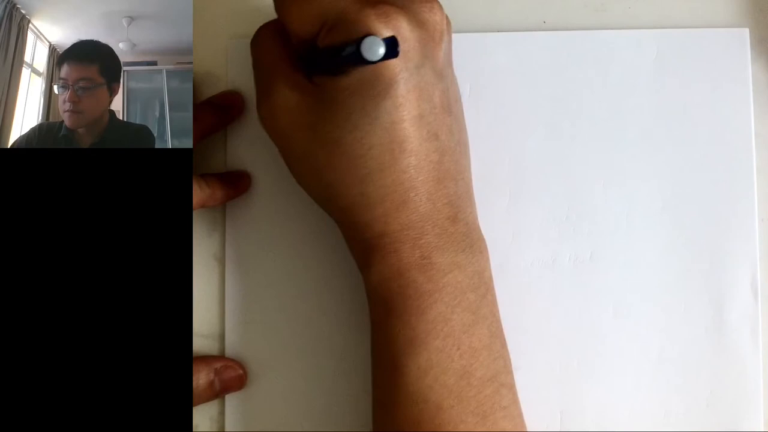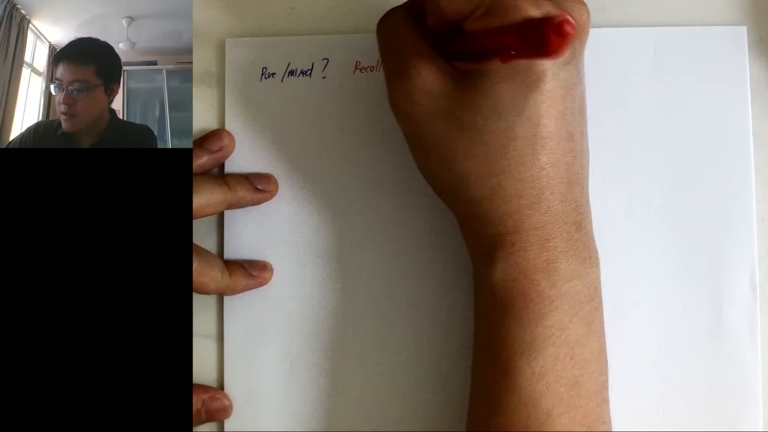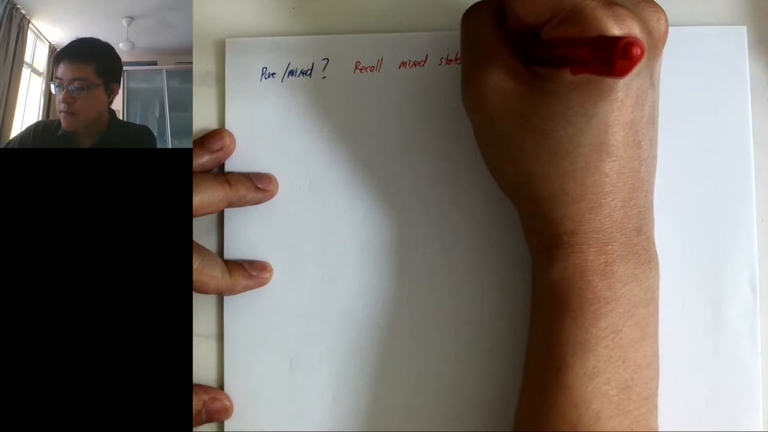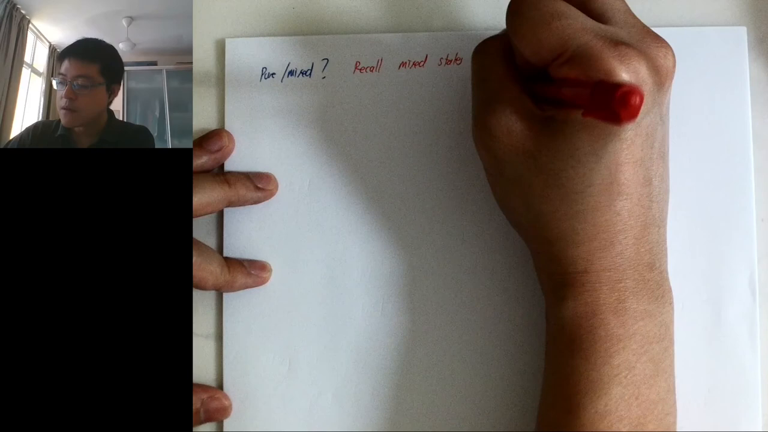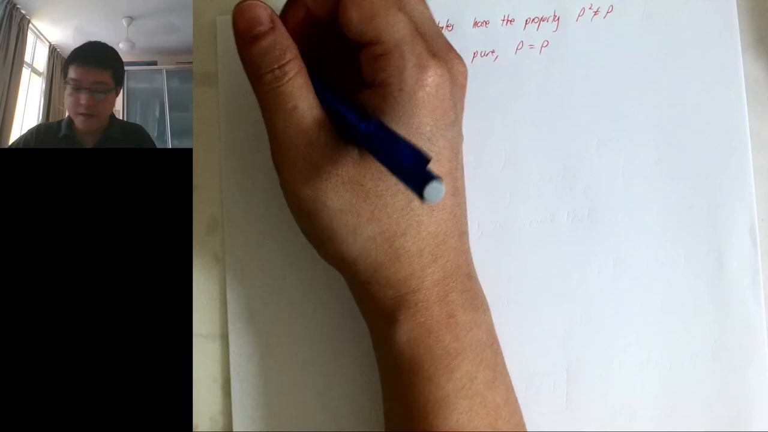So let us ask the question whether a state is pure or mixed. Since you said that you like it when the person reminds you, let me remind you. Mixed states have the property rho squared is not equal to rho. If it's pure, then rho squared is equal to rho. Okay, so let's square this and see the difference.